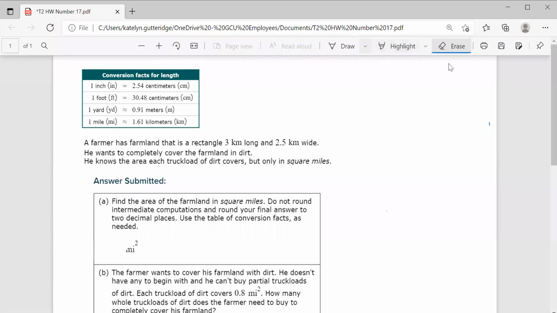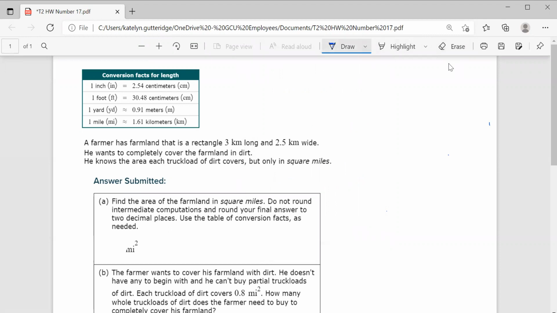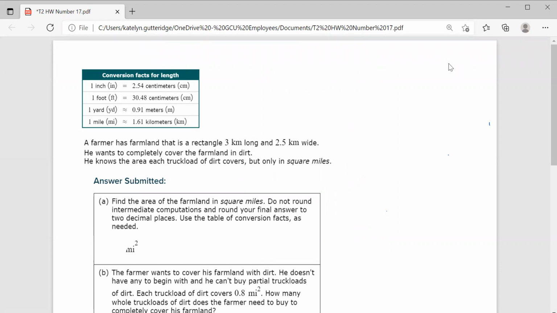Hi class, this video is to help you work through Topic 2 homework number 17, where we're given a rectangular field or farmland. It is in one unit and we need to convert it into different units, and then we'll ask follow-up questions about our rectangular area.